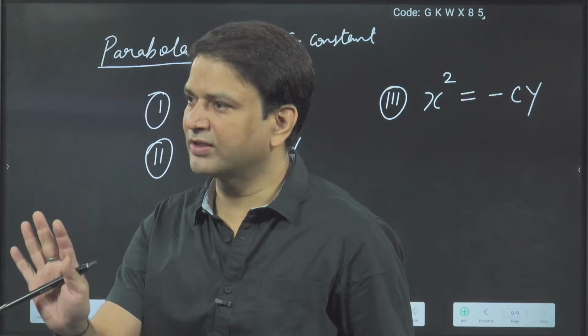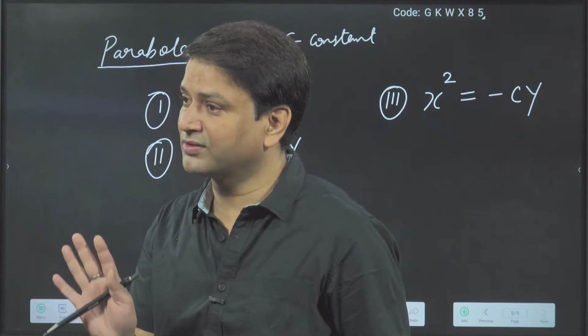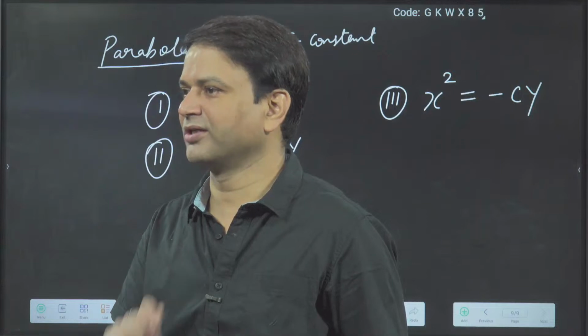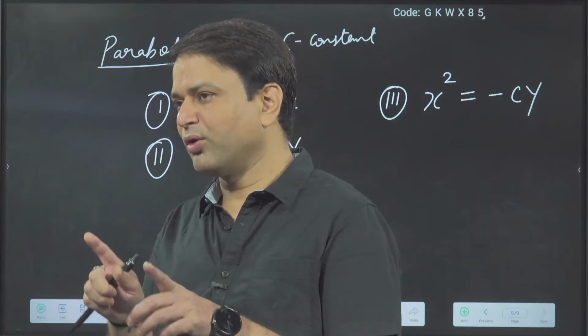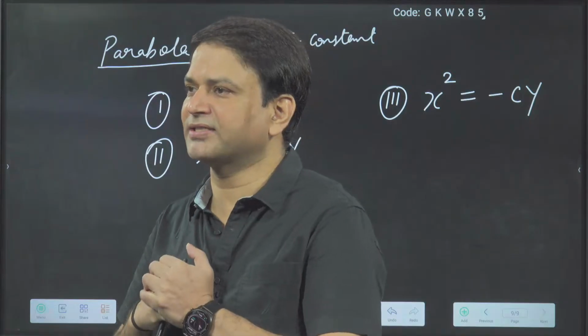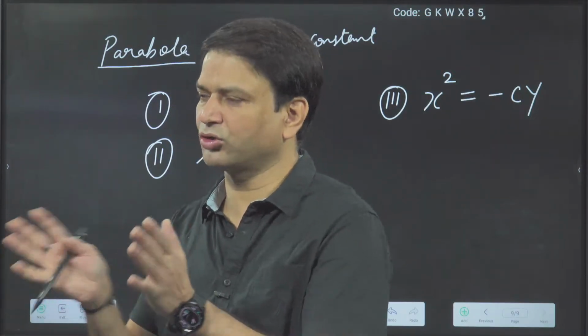x square is always positive or not? I'm not discussing the shape first. First you have to decide the parabola equation. x square is always positive. Okay, now the left hand side is always positive. On the right hand side I have written minus cy. x square is equal to minus cy. This equation also you will get.